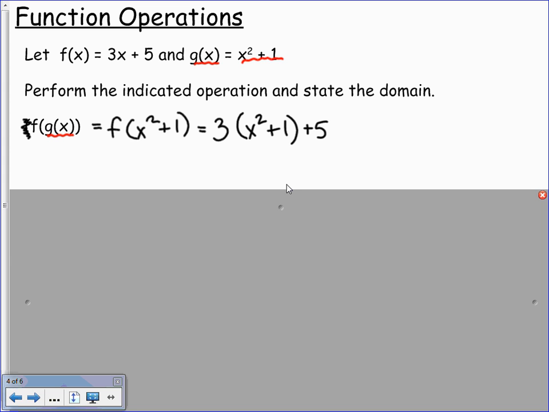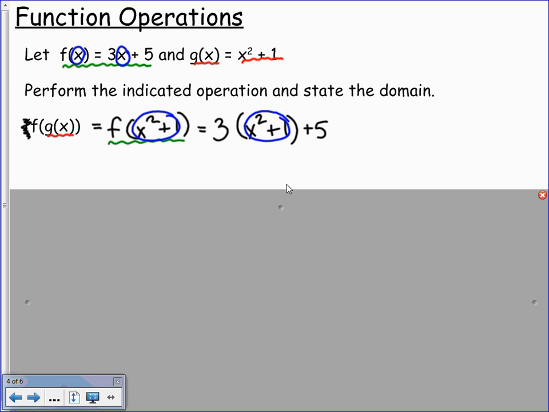So when I get to this point right here, and I've replaced the g of x with x squared plus 1, I'm concentrating up here at this f of x with the 3x plus 5. The only thing that I need to change is that everywhere I see x's in f of x, I'm going to replace them with x squared plus 1. So I'm kicking out those old x's, and I'm just writing x squared plus 1, which is g of x. So I'm substituting that in.